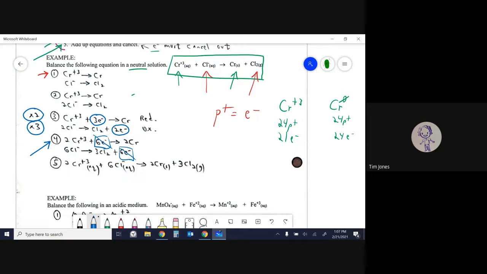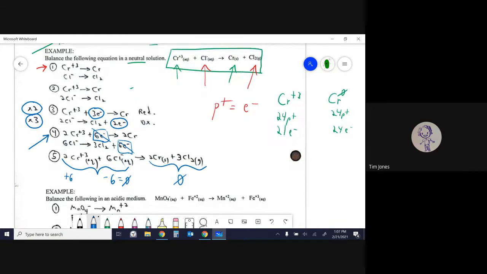One thing you can do at the end is a check. You can add up your total charge on the left and your total charge on the right, and they better be equal. Notice 2 times plus 3 is plus 6. 6 times minus 1 is minus 6. So this side is a total of 0, and the right side is already 0. And so that's a good way to check to make sure that it worked. If those don't match, then you made an error somewhere.